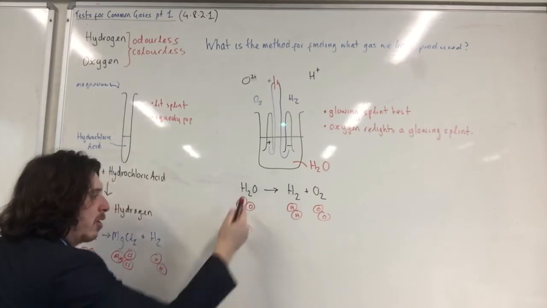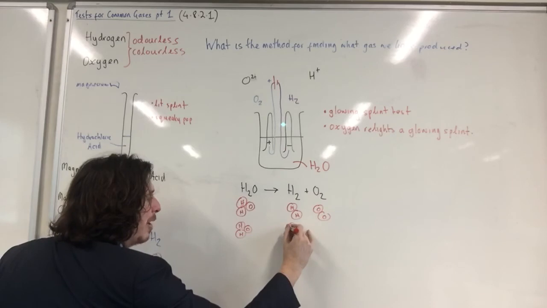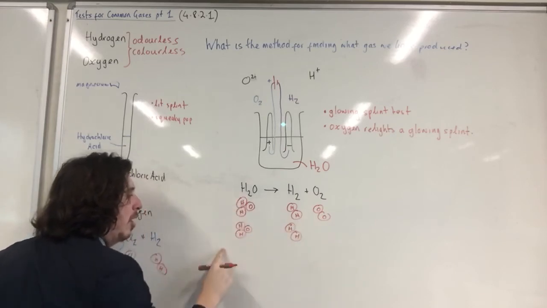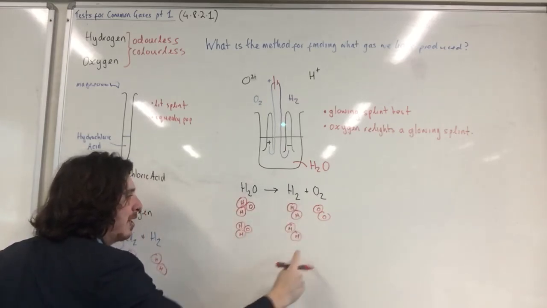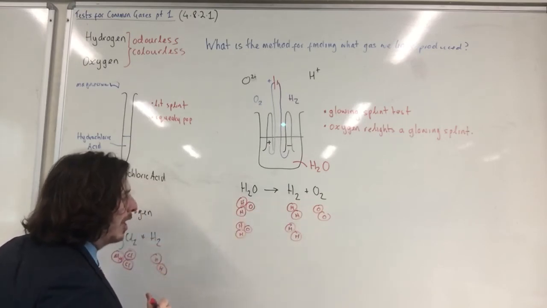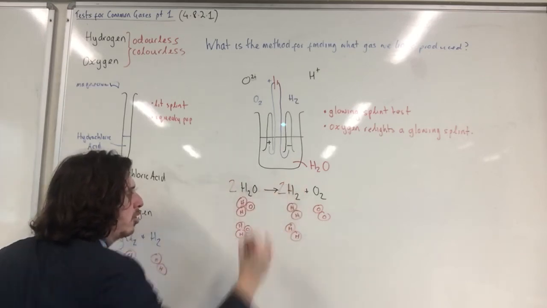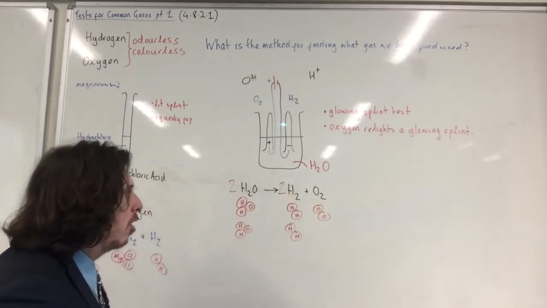But now my problem is I've got 4 hydrogens instead of 2. So let's double the amount of hydrogen that we produce. 4 hydrogens, that balances. 2 oxygens, that balances as well. So we've got 2 H2O's. We've got 2 lots of hydrogen too, and we've got 1 lot of oxygen.